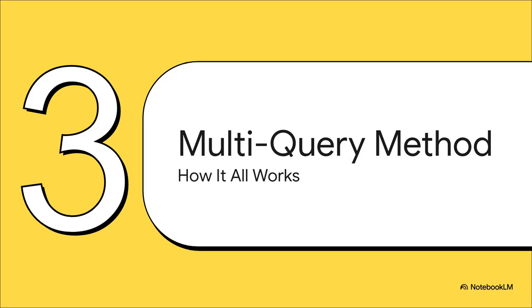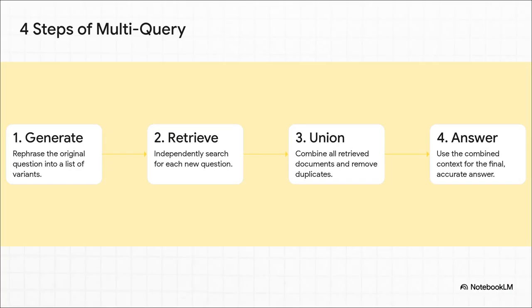Okay, so we get the what. It asked the question in a bunch of different ways. Now let's pop the hood and look at the how. How does this actually work step by step? It's a really straightforward four-step process. First, it generates that list of different questions. Step 2, it retrieves information by running a separate search for each and every one of those new questions. Third, it performs a union. It just takes all the documents it found from all those searches, tosses them into one big pile, and gets rid of any duplicates. And finally, step 4, it answers your original question, but now it's using that much richer, more complete set of information to do it.